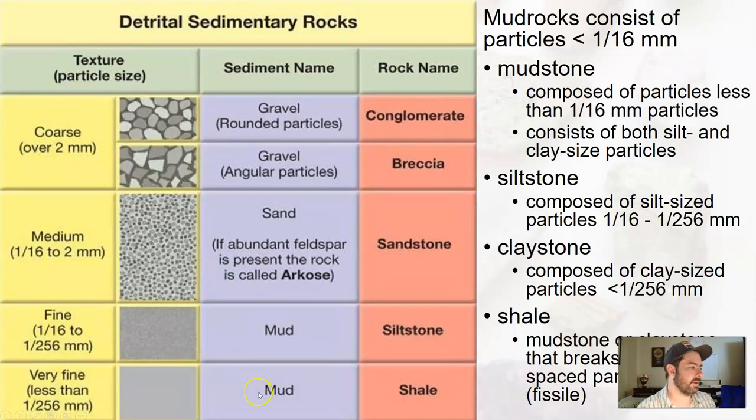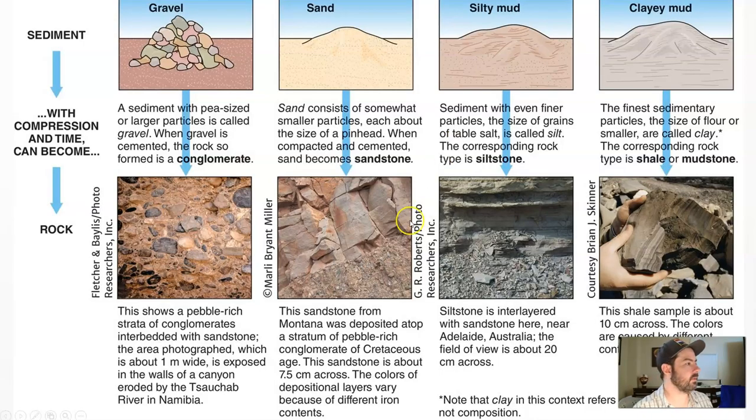Sometimes we kind of break these up a little bit, and in between sandstone and siltstone, there might be something called mudstone. And in between siltstone and shale, there might be something called claystone. But in general, the size of the particles and the shape for these first two determines the type of sedimentary rock that is derived.